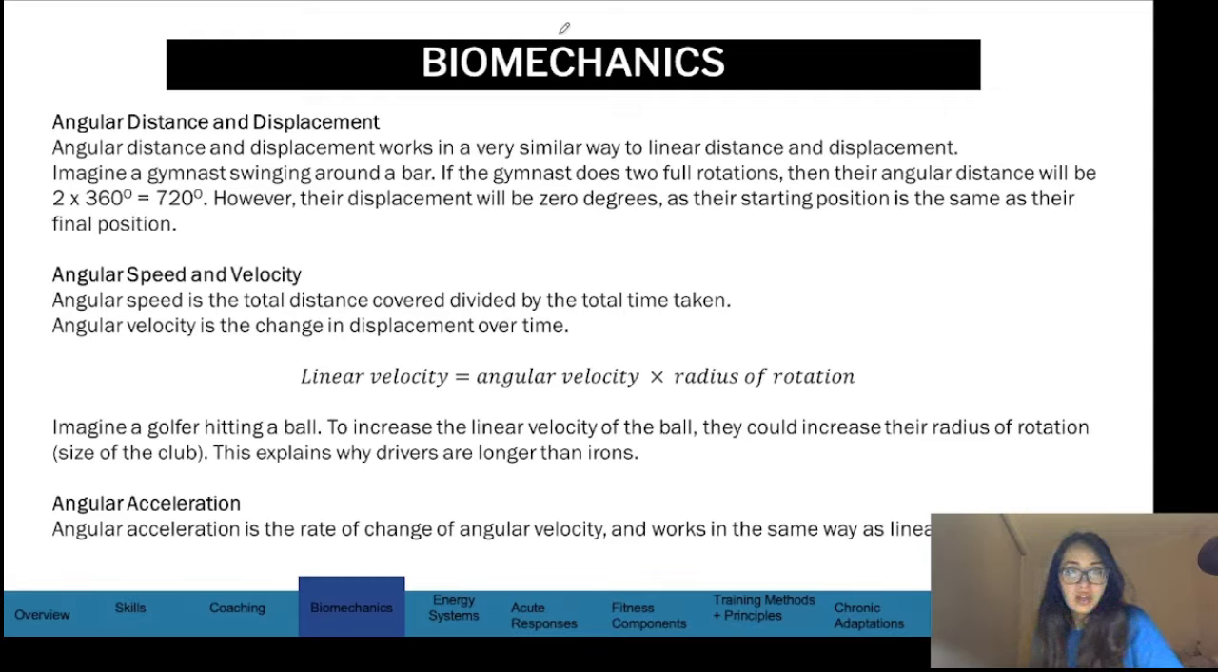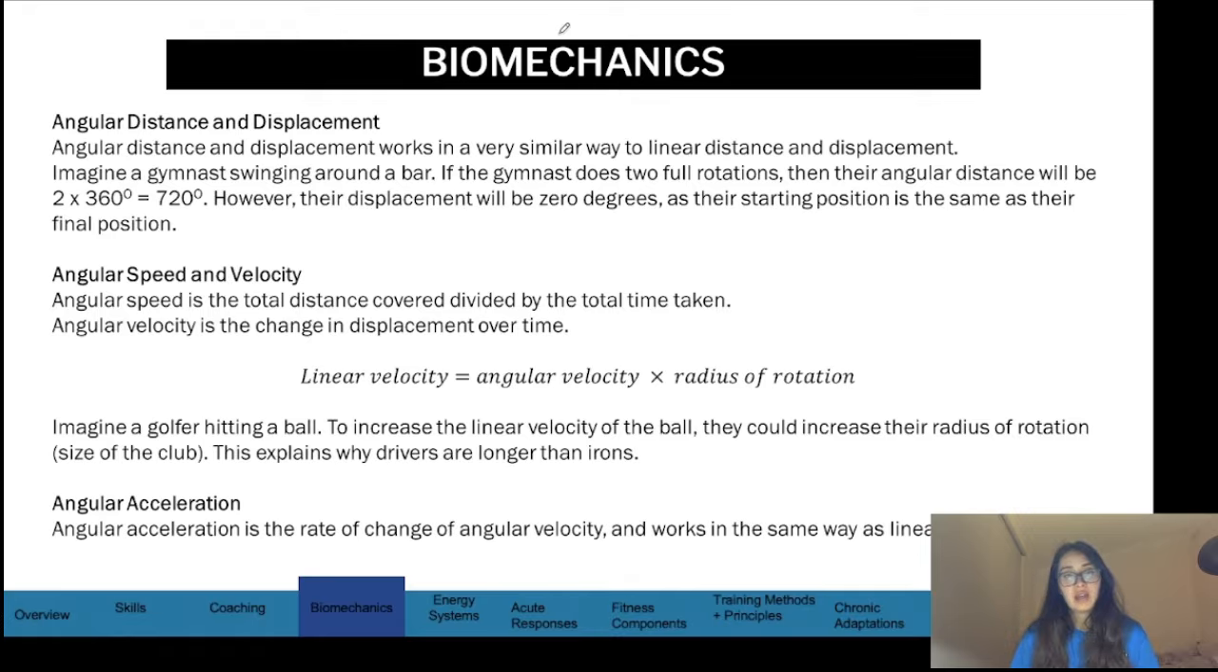Okay, so on to angular distance and displacement. Angular distance and displacement work in a very similar way to linear distance and displacement. So if a gymnast is swinging around a bar, if they do 2 full rotations, their distance would be 2 times 360 degrees, which is 720 degrees, but their displacement would be 0 degrees, as their starting position is the same as their final position. Angular speed and velocity is the total distance covered divided by the time taken. So that's another formula which you need to remember, but you don't need to use it exactly, you just need to understand it.